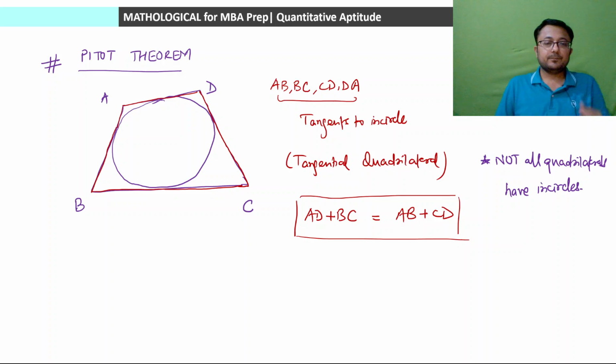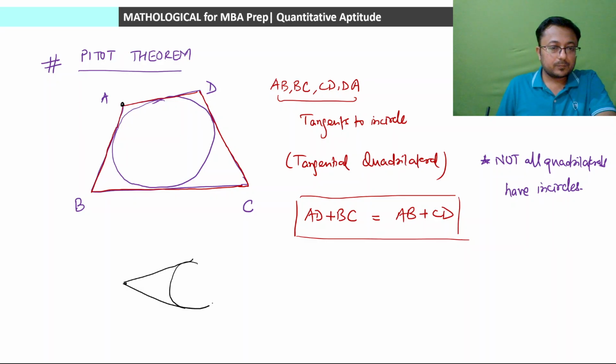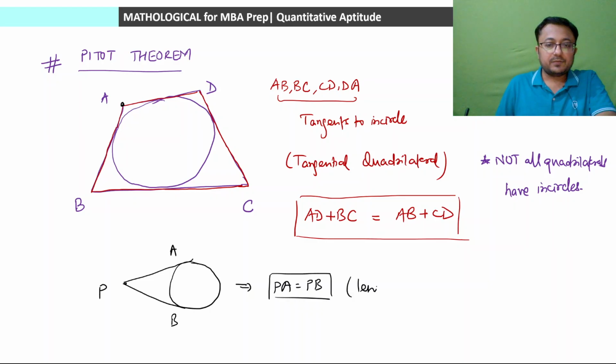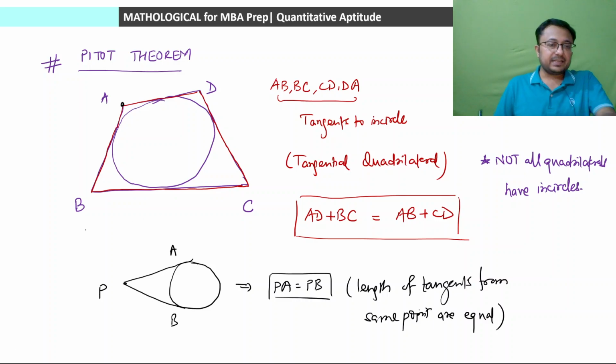Now the proof is very simple, because if you observe, if two tangents are drawn from one point to a circle, then the lengths of those two tangents are equal. If let us say this is point P and two tangents PA and PB are drawn from point P, in that case PA is equal to PB. The lengths of tangents from the same point are equal. So PA is equal to PB in that case.